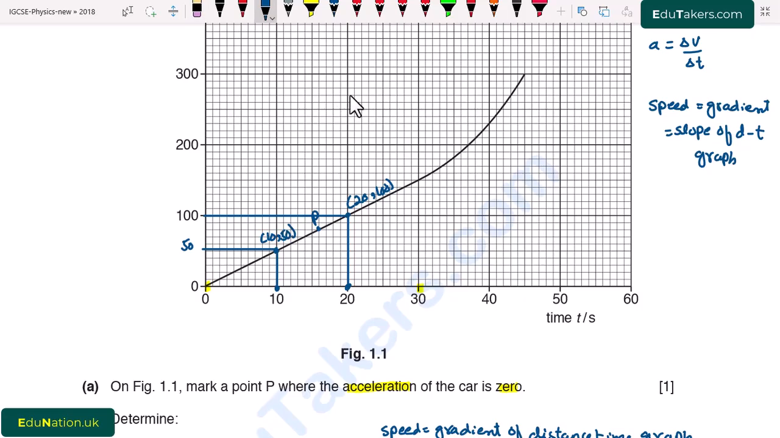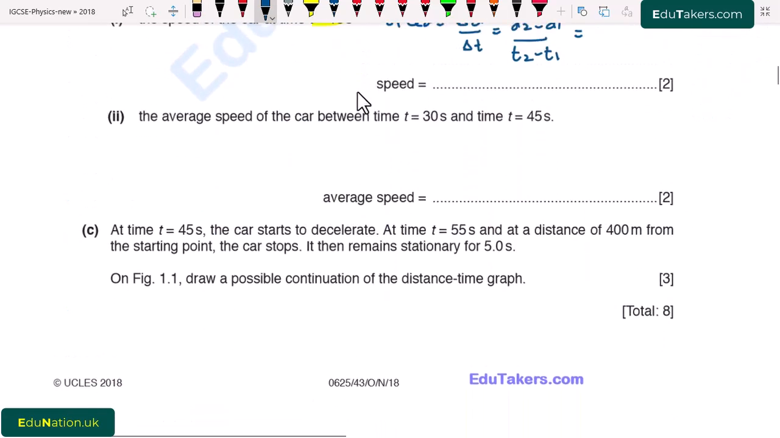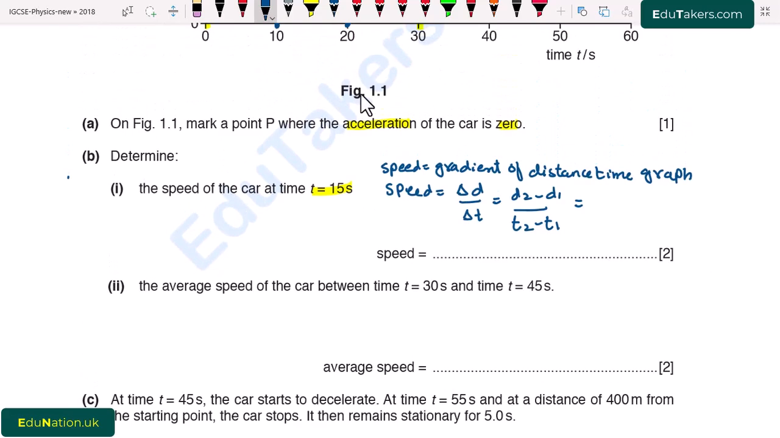So using these 2 points, I find out the slope. I write here these 2 points, 10 and 50, and second point is 20, 100. So d2 is 100 minus d1 is 50 divided by t2 is 20 minus 10. It will be equal to 50 over 10, that is 5 meters per second. So the speed of the car will be equal to 5 meters per second.